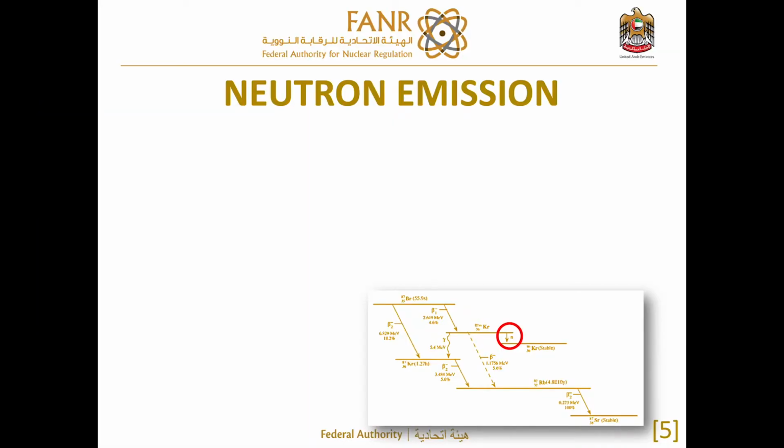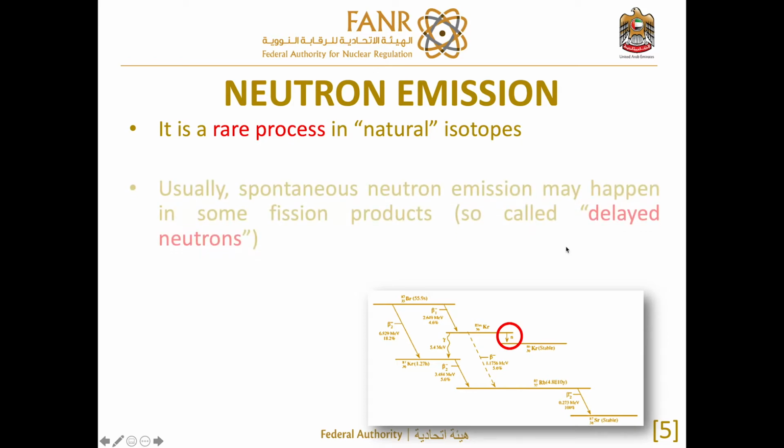Just a few words about rarer phenomena. One is neutron emission. There are some transformations which lead to the emission of a neutron. They are quite rare. This is one of them: krypton-87 metastable transforming into krypton-86 by the emission of one neutron. Quite a rare process in nature.